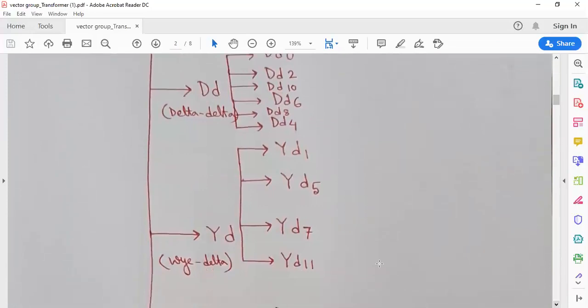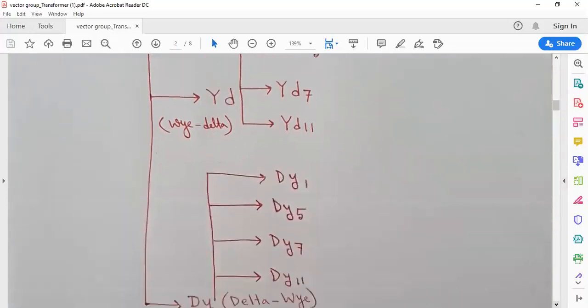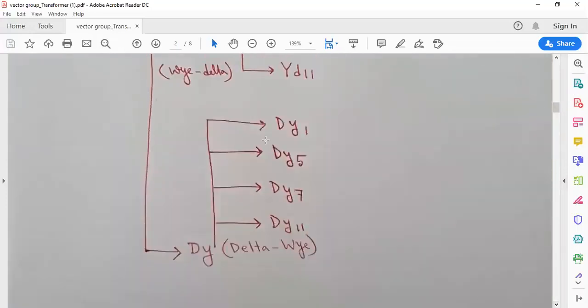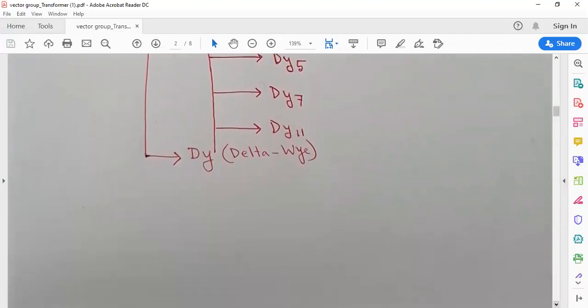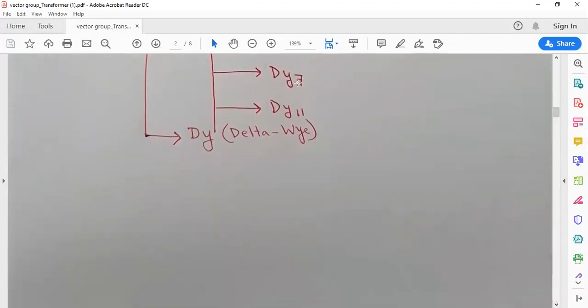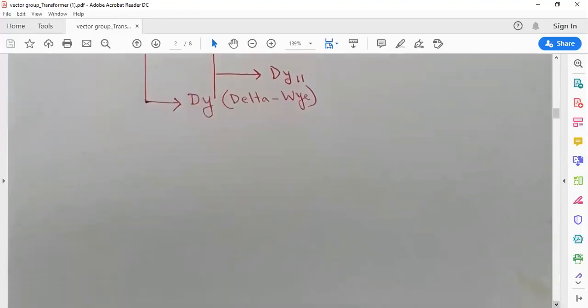So there are YD connections. Possible YD connections are YD1, YD5, YD7, YD11. Same for DY connection: DY1, DY5, DY7, DY11. Now we are going to try how to connect windings in a DY7 connection or DY11 connection or YD5 connection.